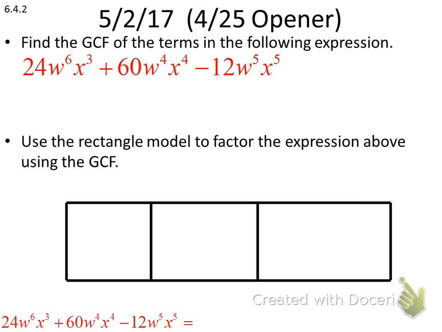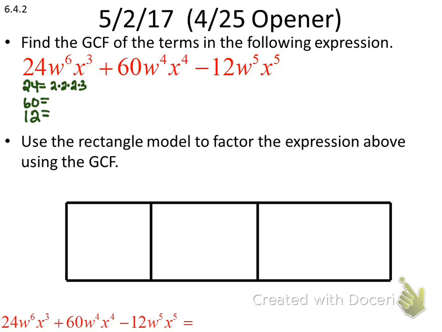So the first part of your opener says, find the greatest common factor of the terms in the following expression. So all you're doing is finding the greatest common factor for 24, 60, and 12. So I do that by dropping down and listing my prime factors for each number. So, Amaya, what are my prime factors for 24? 3 2s and 1 3. So 2 times 2 times 2 times 3.